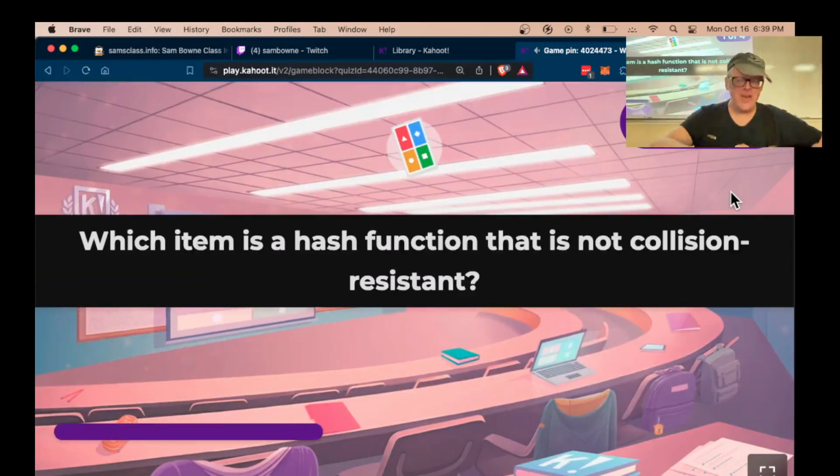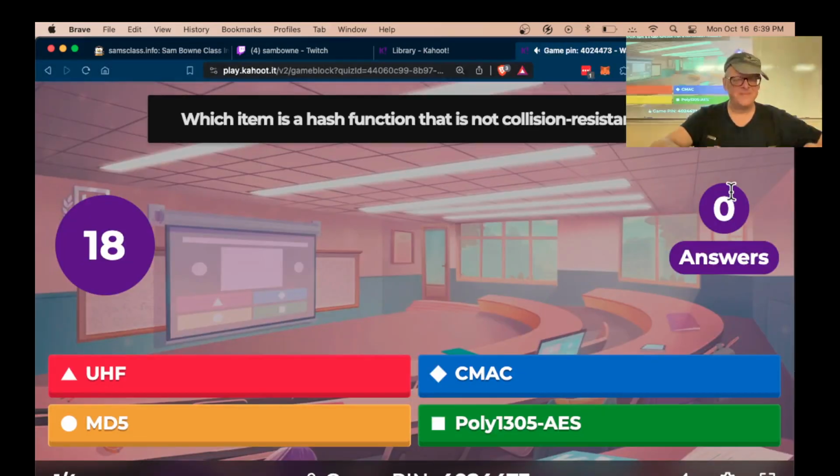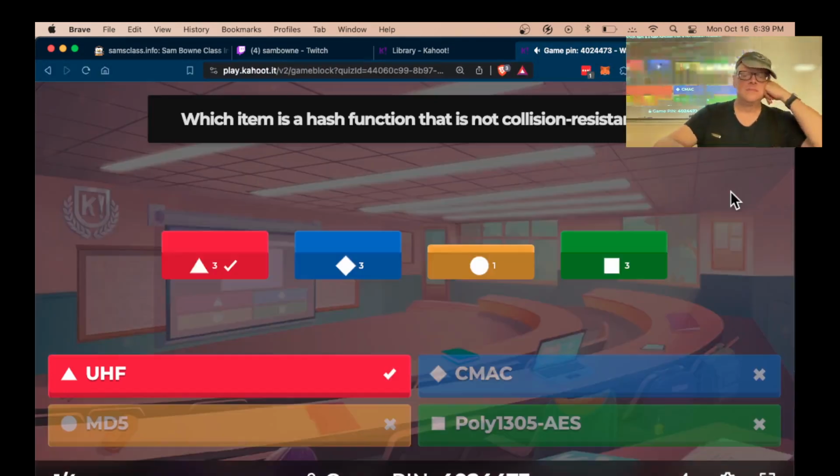All right, so a hash function that is not collision resistant. That's the universal hash function. That's what it is. It has enough good properties to make message authentication tags, but it's not collision resistant.